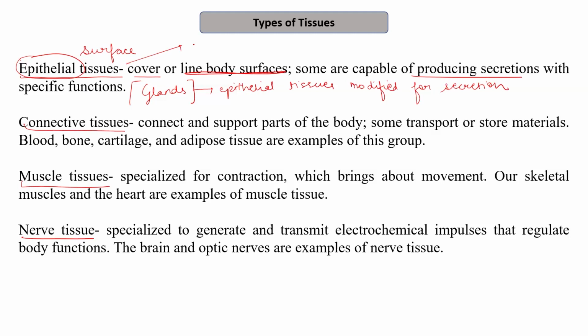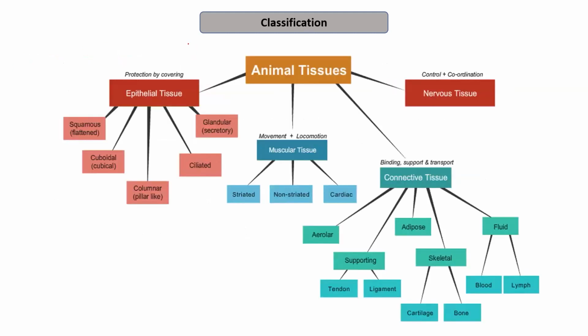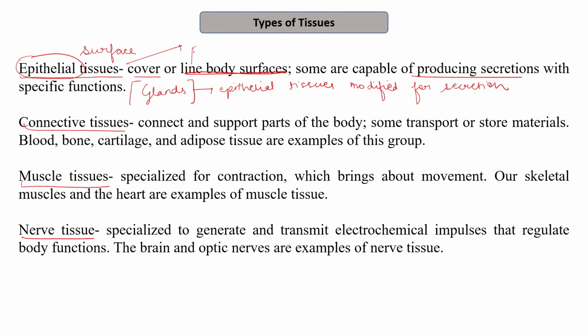So what will be their function? Obviously, their function will be protection, since they are present on the surface. And some of them, as I mentioned, are capable of producing secretions and performing specific functions. So such organs are known as glands. For example, we have sweat glands, we have sebaceous glands, etc., that produce certain secretions, and these secretions have some specific functions as well. So these are the epithelial tissues that are modified for secretion.